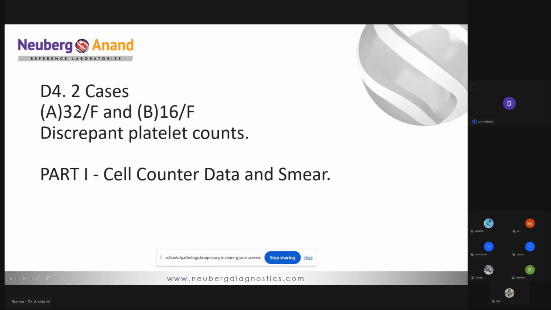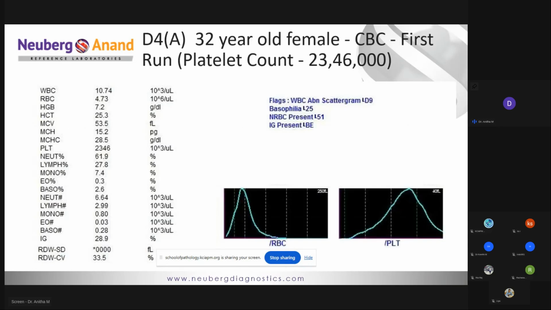Yeah, thank you. It was a wonderful presentation. I think you got everything spot on. So let's go through that. So there were two cases which were given, one was a 32-year-old female and one was a 16-year-old female, both with discrepant platelet counts. And this was the data provided.